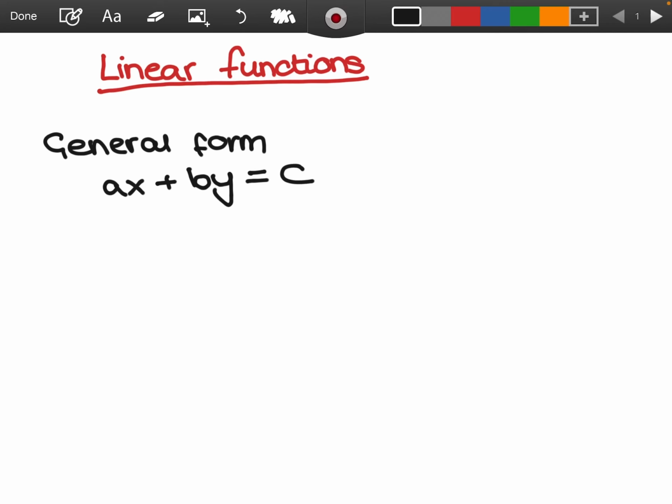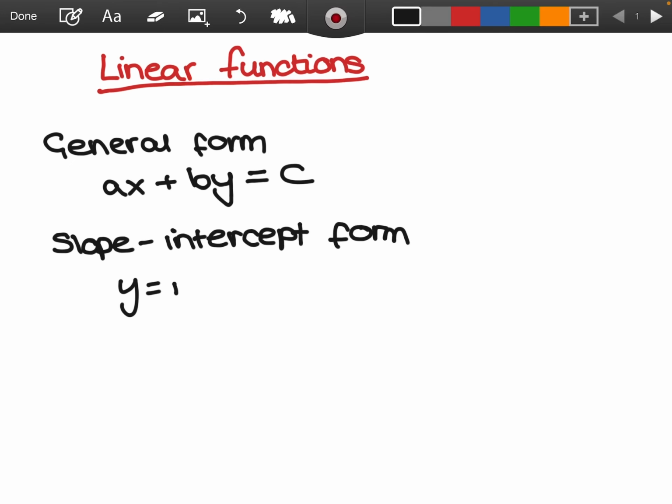The type of function that you will mostly see when we look at linear functions is that of the slope-intercept form of a line. This is the form that we are most used to seeing, and that is written as y is equal to mx plus b. M is just the slope of the line, so m here is just the slope. That tells us how steep the line is. The larger the magnitude of m, the steeper the line.